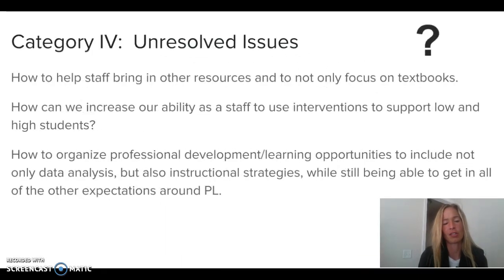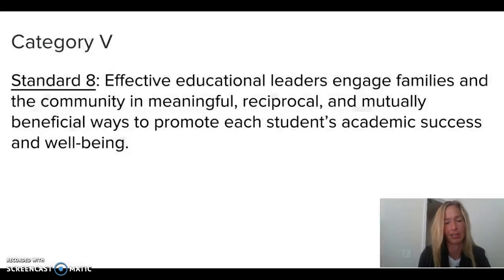Some unresolved issues. How can I help staff bring in other resources in instruction and not just focus on basals or textbooks? How can we increase our ability as a staff to use interventions to support low and high functioning students? And how can I organize professional development and learning opportunities, not just to include data analysis, but also instructional strategies, while also being able to meet the needs of other expectations around professional learning?